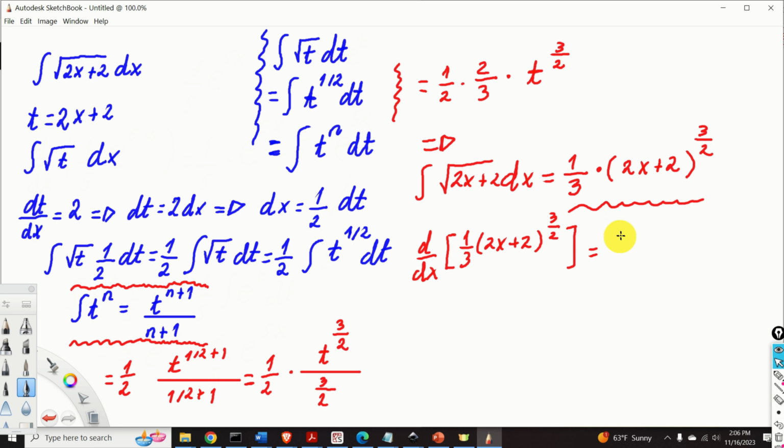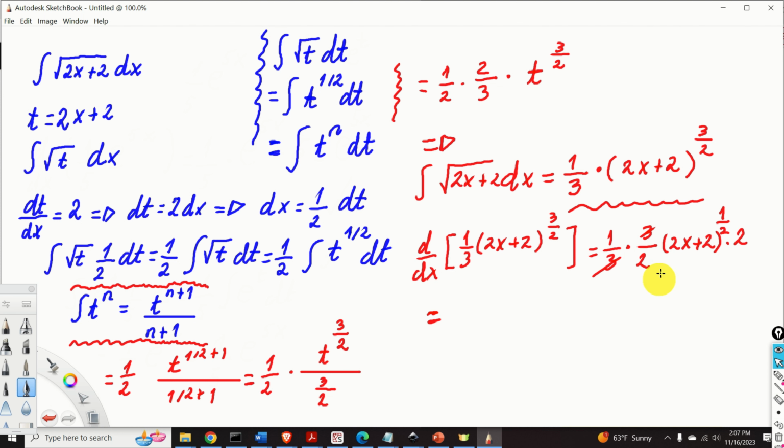So let's do that. The derivative is obviously 1 over 3. Then I have 3 over 2 over here. Then what do I have over here? 2x plus 2 to the power 3 over 2 minus 1, which is 1/2. And then I need to take the derivative of 2x plus 2, which is simply 2. And let's see the result.